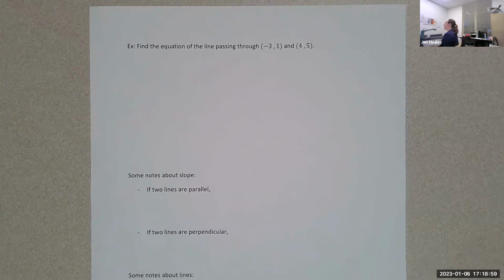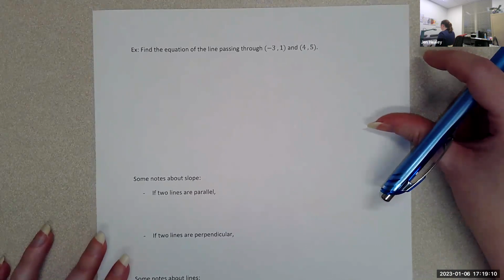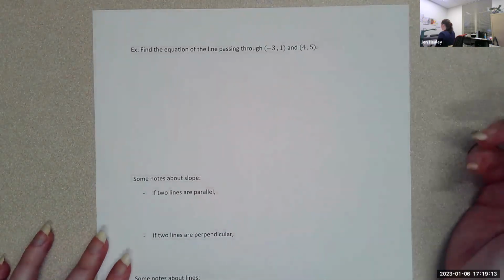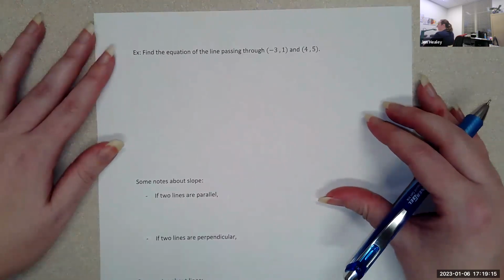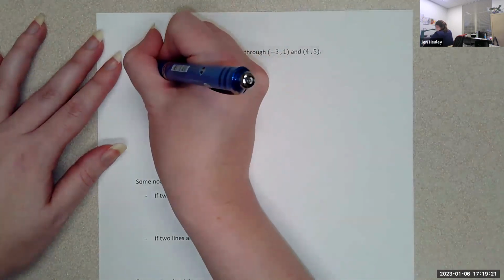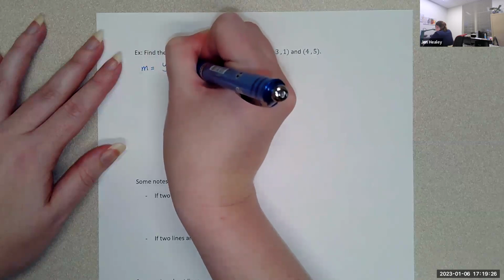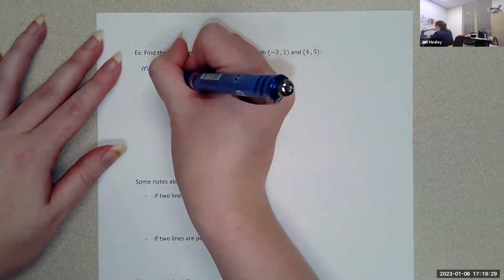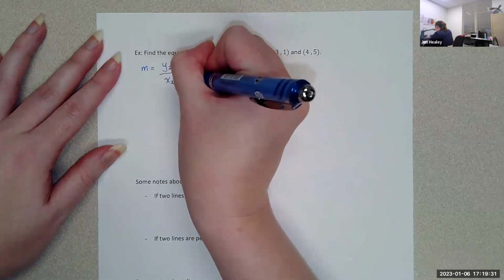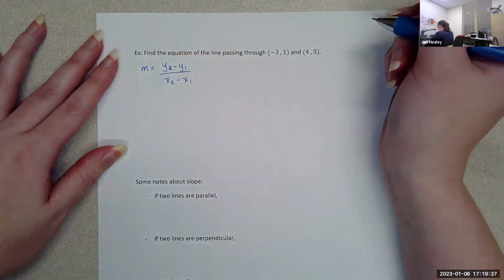Okay. So the next thing that we're going to look at is how to find the equation of a line passing through 2 points. And so we've got the points here, (-3, 1) and (4, 5). And you might remember, if you were in the Math D class with me, that we used a formula, y₂ minus y₁ divided by x₂ minus x₁, in order to find the slope of a line if we're given 2 points that are on that line.